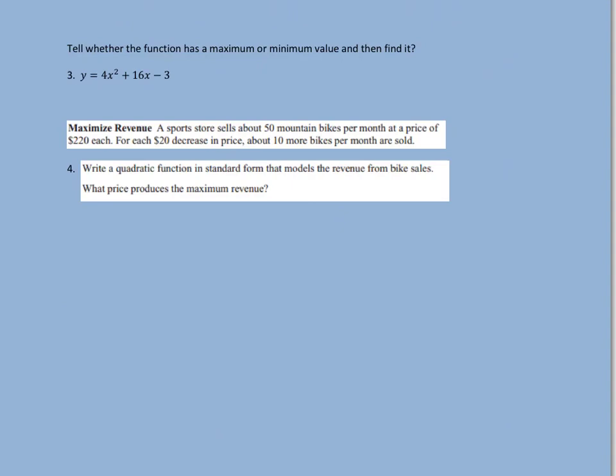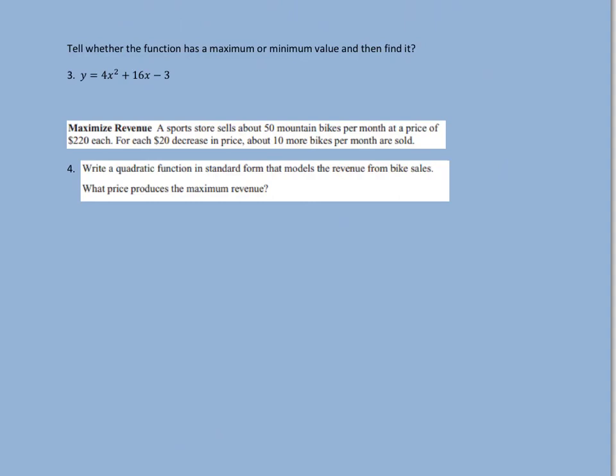Alright. This is your homework now. Tell whether the function has a minimum or maximum value, and then find it. So not only tell me if it has a max or min, but tell me what the max or min value is. Okay? And then read through that problem. Try to bring it in for help. Okay? Or try to bring it in completed.